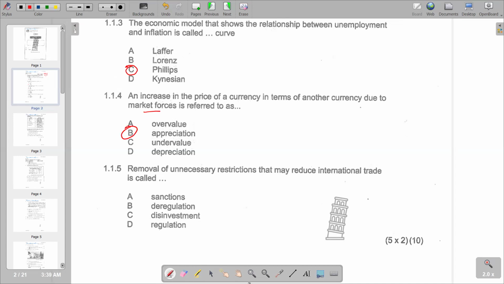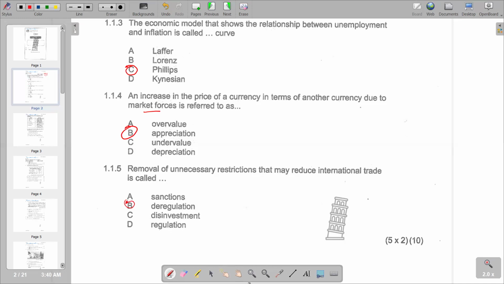So it means that depreciation is now the decrease in price of the currency in terms of other currency due to market forces. So that's what we have. So we go to 1.1.5. The removal of unnecessary restrictions that may reduce international trade is called. We've got sanctions, deregulation, disinvestment, and regulation. But we see that the correct response that we have there is D, regulation.